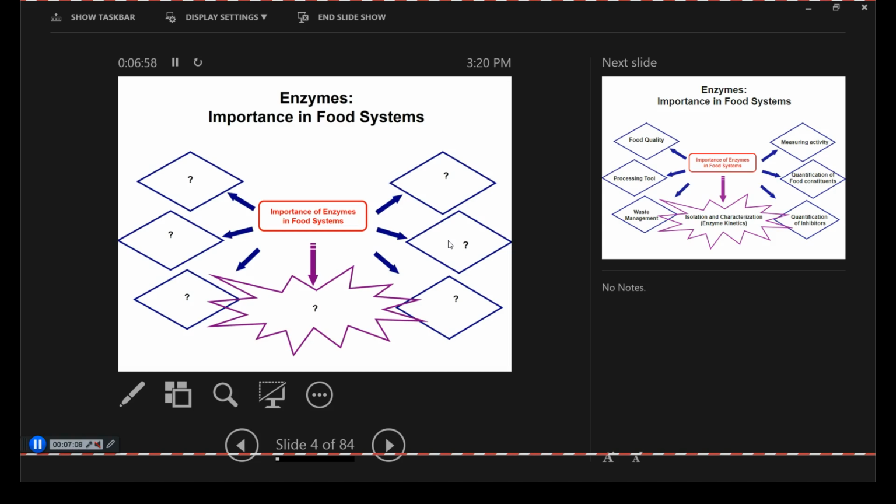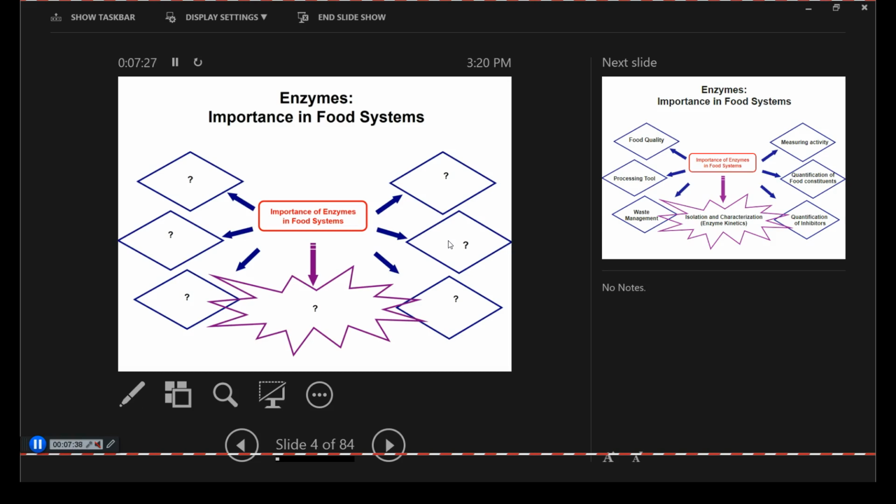We use enzymes in food analysis to determine the concentration of certain substrates, like glucose concentration, lactose concentration, maltose. So it's used for analytical purposes. Let's see, what else can you think of? Why do we measure alkaline phosphatase in milk?